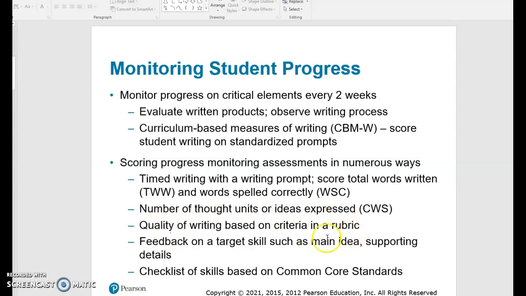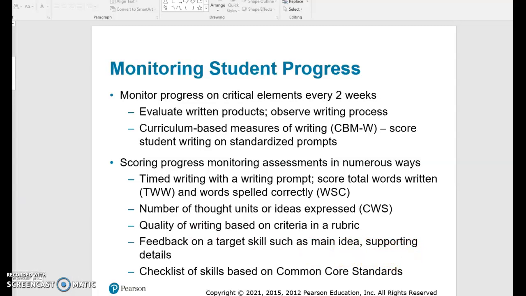You could also use a rubric. A lot of teachers use rubrics for writing. There are checklists that you could use, and you could make sure to provide feedback on a target skill. Maybe they're working on finding the main idea or providing supporting details. So you could target your feedback to those skills.